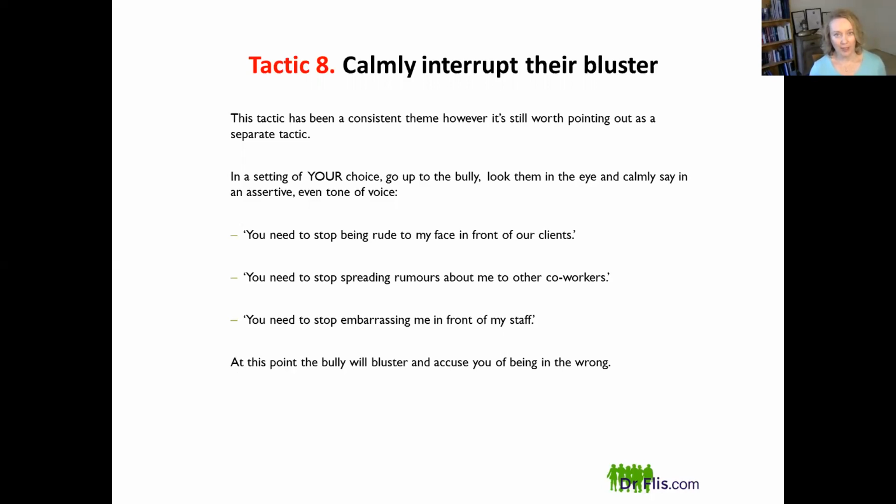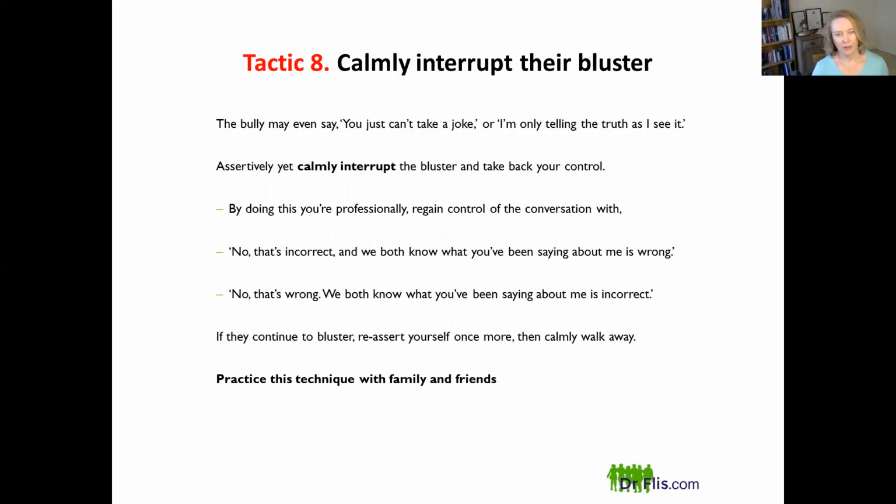At this point, the bully will likely bluster and accuse you of being in the wrong because that's their tactic. The bully may even say something along the lines of, oh, you just can't take a joke, or, I'm only telling you the truth as I see it, because they're so much more important than you are. Not. Assertively yet calmly interrupt the bluster and just take back your control and say, no, that's incorrect and we both know what you've been saying is wrong. Or, no, that's wrong. We both know what you've been saying about me is incorrect. And if they continue to bluster, just reassert yourself, say it one more time and calmly walk away. Practice this technique again. Practice, practice, practice, so it just rolls off your tongue, you get used to it.